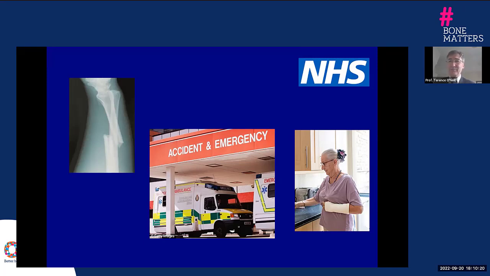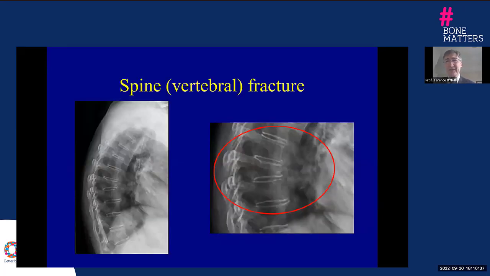It's stabilized with either plaster of Paris or a sling, depending on the site, or sometimes for some fractures, including, for example, hip fractures, it requires an operation to repair. Now, spine fractures are somewhat different. For spine fractures, back pain is the most common presenting symptom. And these fractures can be triggered by a fall or a minor trauma, but often they occur following some form of routine activity, such as lifting or twisting or bending.